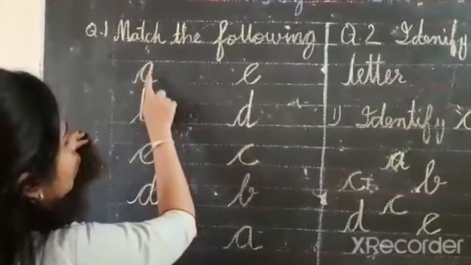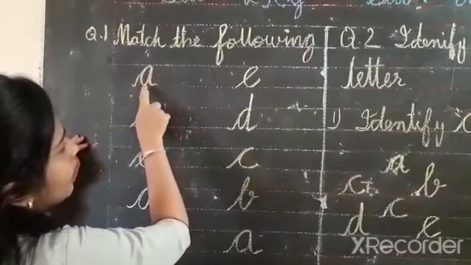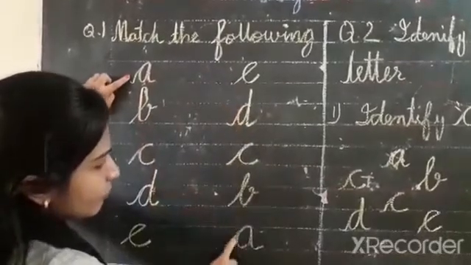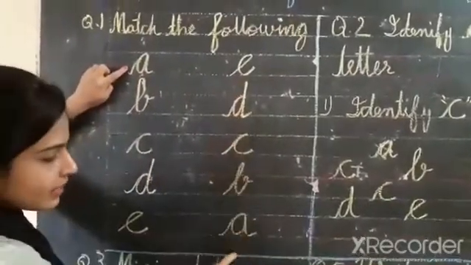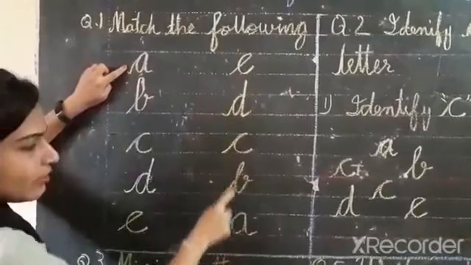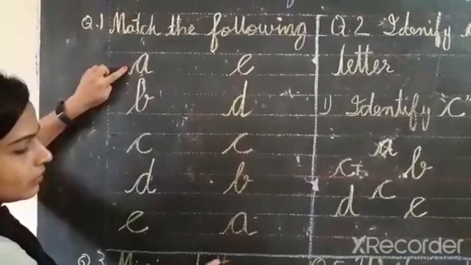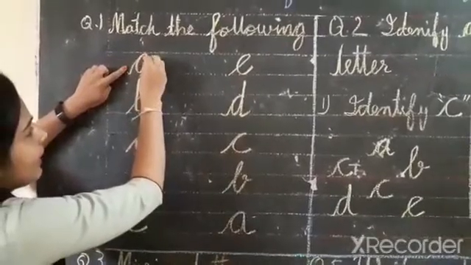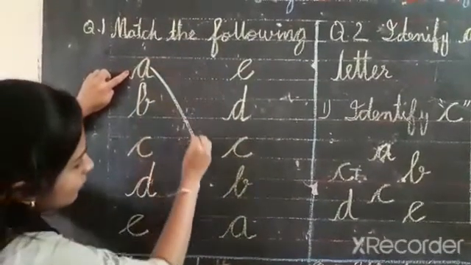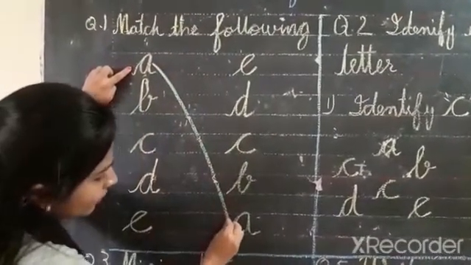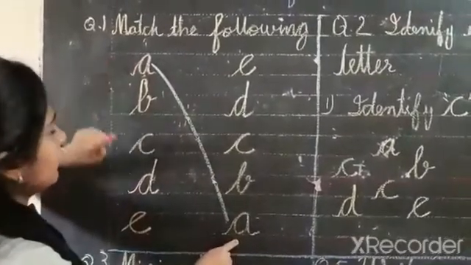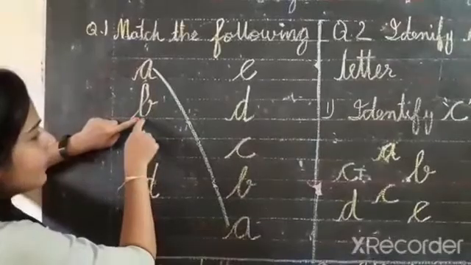Okay, see what is this? This is A. So here you have to find out where is A. Can you say where is A? Here. So you have to match this A to here, this A to that A. Understood?